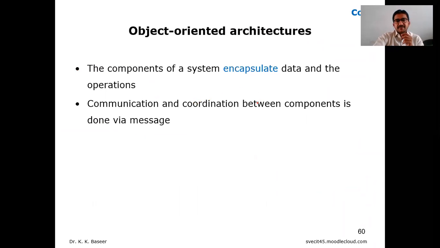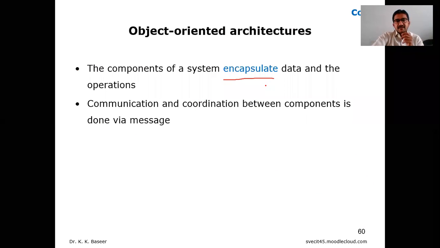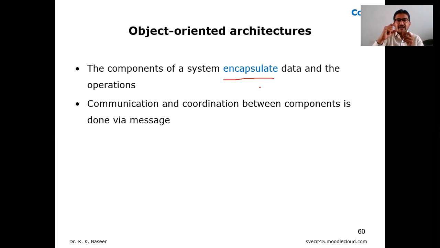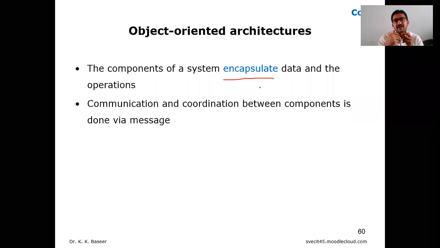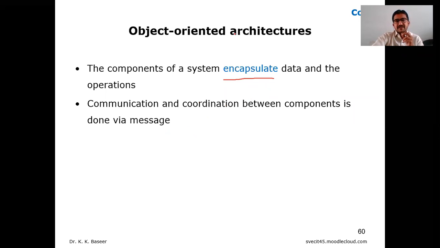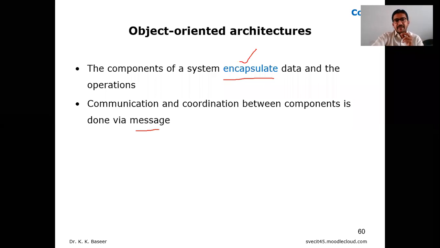The components of a system will be encapsulated. Encapsulate means both the data and the computing things will be integrated. The data and the operations are combined into one, like a capsule, right? Combined into one, and it will be sent between one another to neighbors. The communication and coordination between the components is done via messages. So this object-oriented architecture performs this encapsulation, and with the help of this, it will communicate and coordinate between the components via messages.